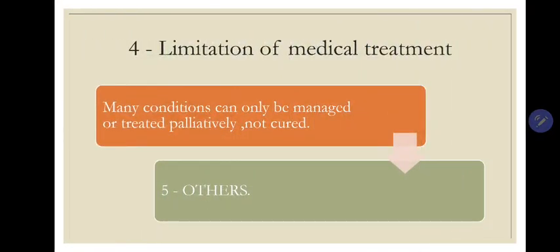الكوز الرابع هو limitation of medical treatment. إنه due to many conditions can only be managed or treated palliatively, not cured. وبالتالي راح يكون عندي more chronic illnesses. And 5 هو other causes.